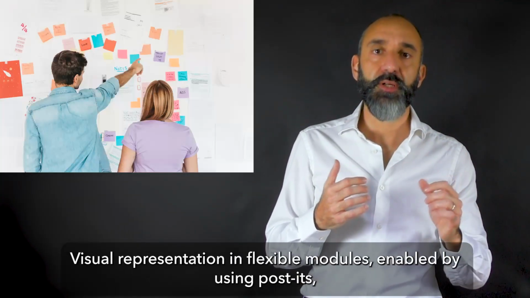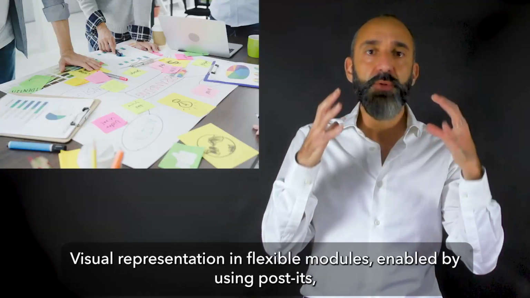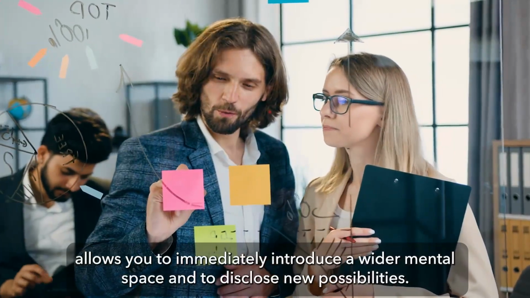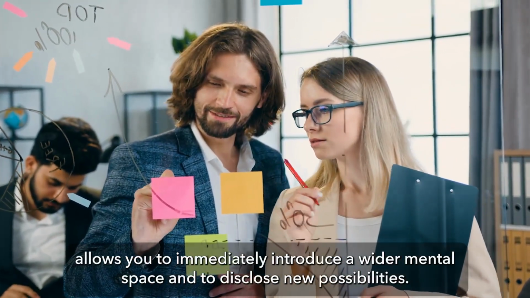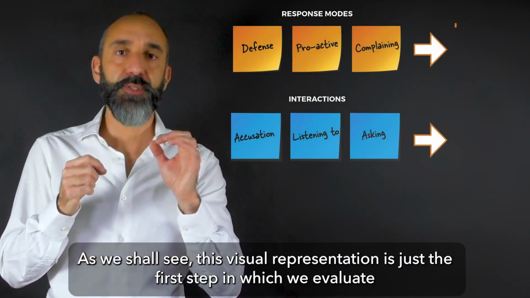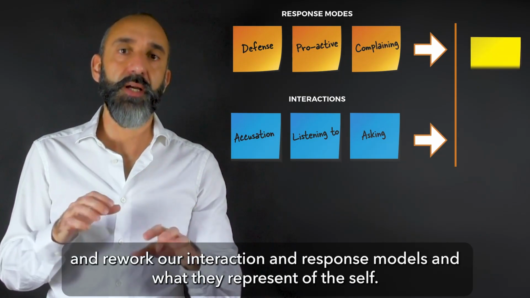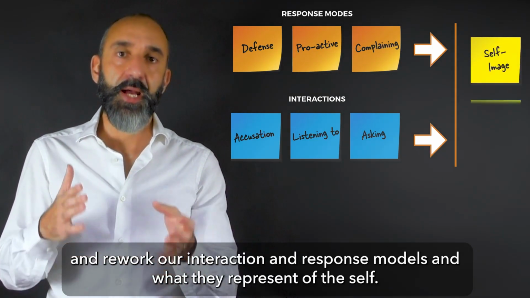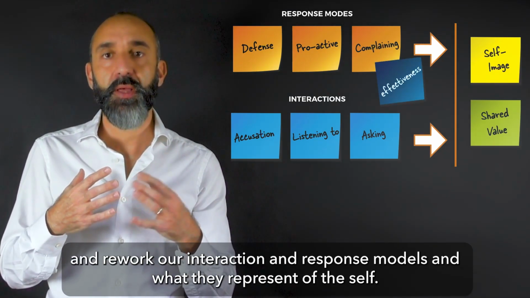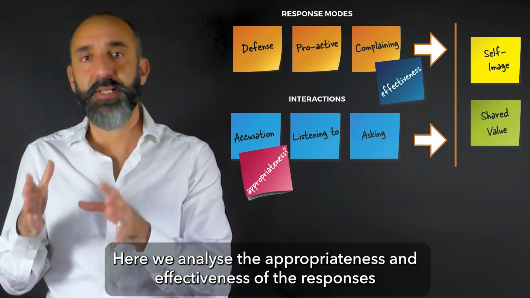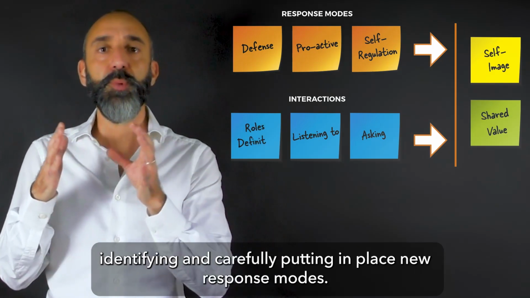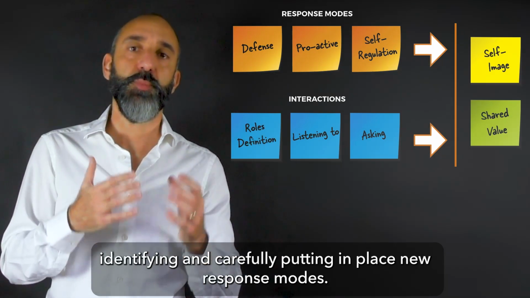Visual representation in flexible modules, enabled by using post-its, allows you to immediately introduce a wider mental space and to disclose new possibilities. As we shall see, this visual representation is just the first step in which we evaluate and rework our interaction and response models and what they represent of the self. Here we analyze the appropriateness and the effectiveness of the responses, identifying and carefully putting in place new response modes.